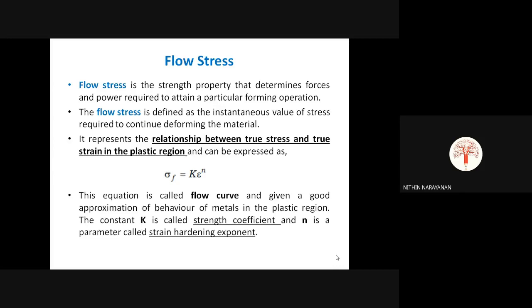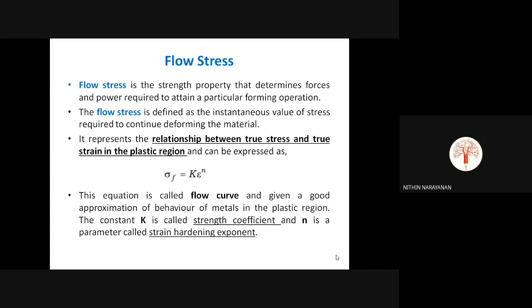So now there are many forming operations. Rolling is a forming operation, forging is another one. Then many sheet metal operations are there. So those are shape changing operations. Whenever we are doing these shape changing operations or forming operations, we need a certain amount of force and power.